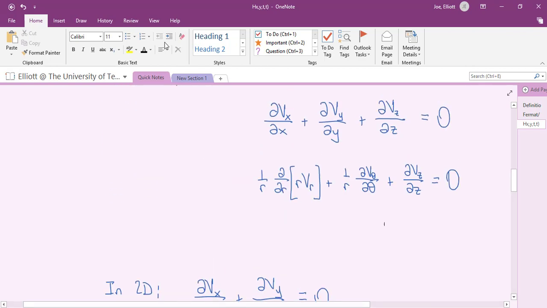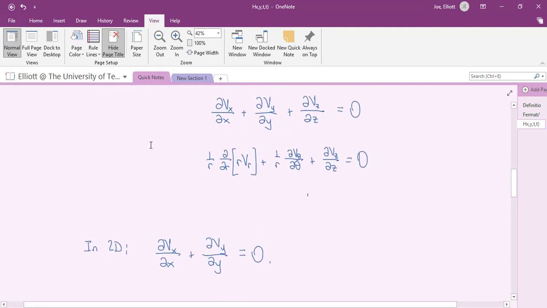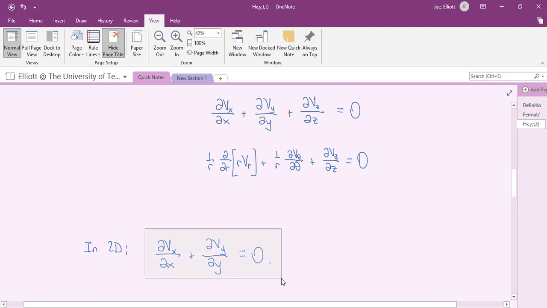Now in 2 dimensions, you wouldn't have a z component, so this term would just disappear. And so therefore in 2 dimensions for an incompressible flow, you would have that this must be equal to 0.